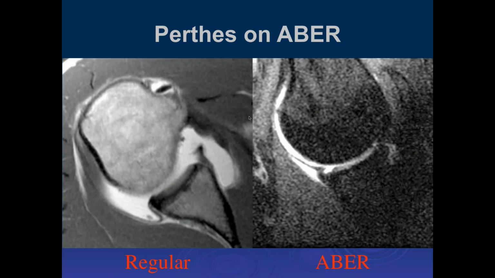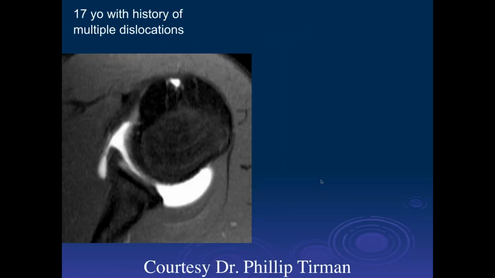Okay. And here's a Perthes. Here it is on a regular MR study. You can clearly see the tear, the periosteal attachment. When you go to the ABER view, you can see in this case it pulled off a little bit, but still has a periosteal attachment.